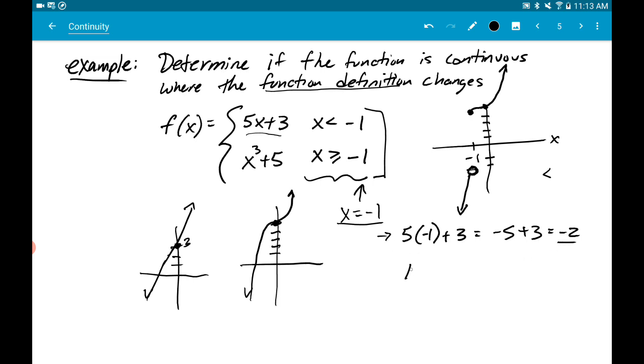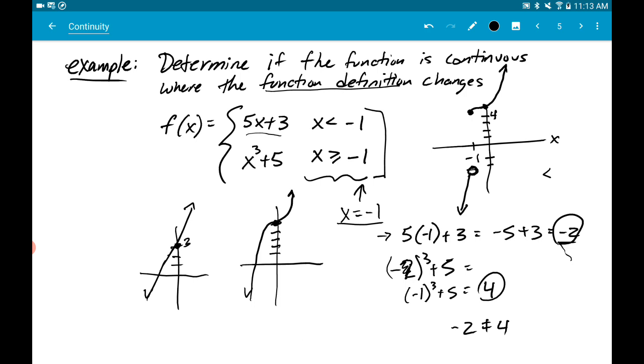And if I do it with the second piece, x cubed, it'd be -2 cubed plus 5. That's going to be, did I do that right? No. Why did I put -2 in there? Sorry. -1 cubed plus 5. That's going to equal 4, which is this guy up here that I wrote. Now, since -2, that's this, and 4 are not equal, the conclusion is they're not continuous.